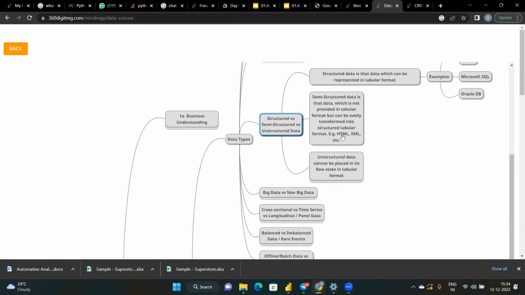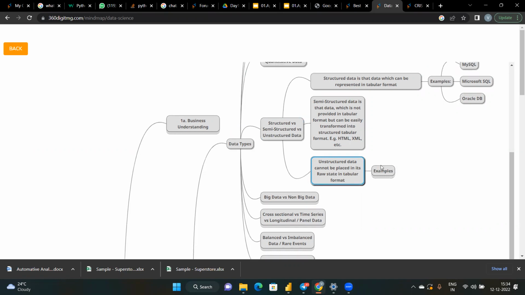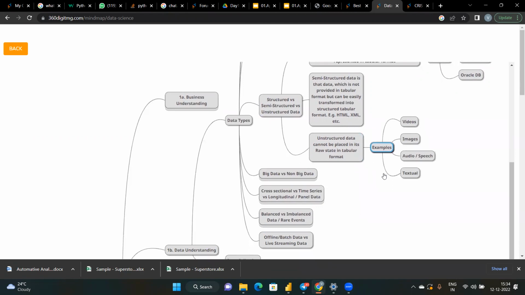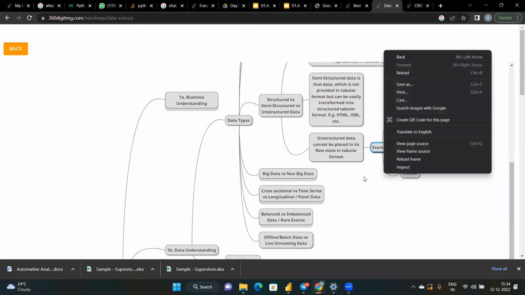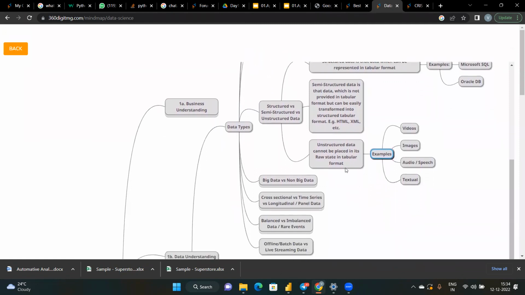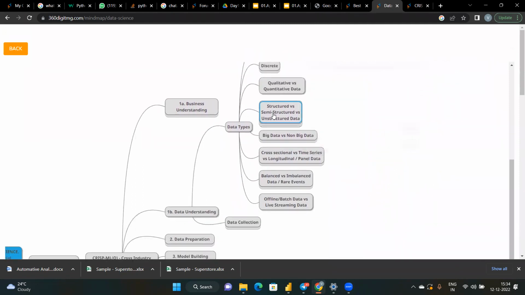Unstructured data is data that cannot be placed in its raw state into tabular format. The images, videos, audio, textual data. Is that in tabular format? No, right? When I write something in Notepad, is that in tabular format? No, it is in paragraphs, right? That is what is meant by unstructured data. So we have seen what is meant by structured, unstructured, and semi-structured data. These are different types of structures of data.